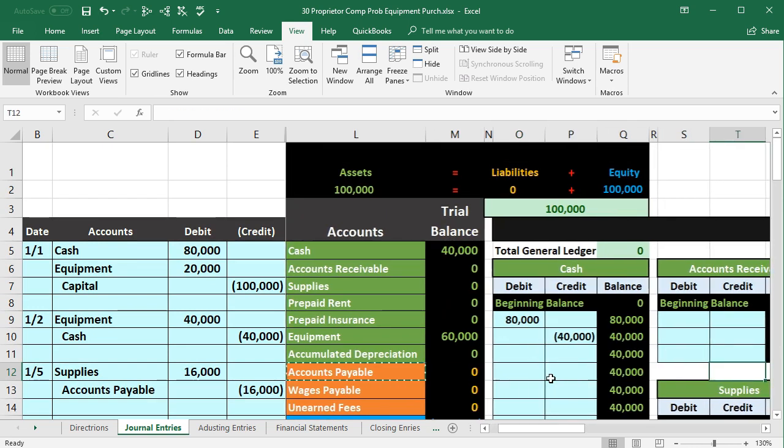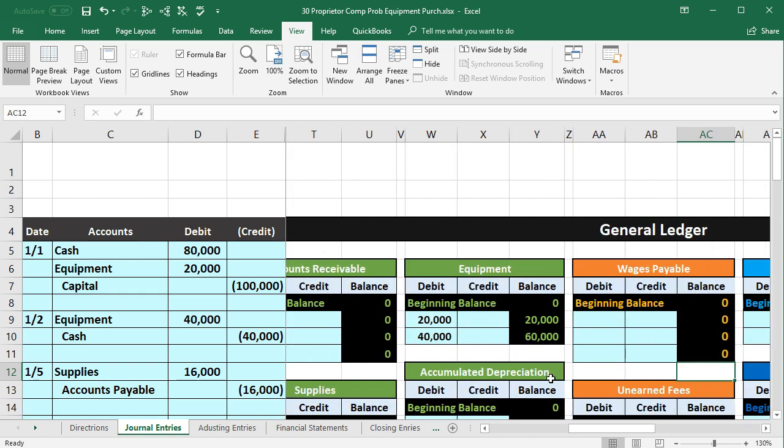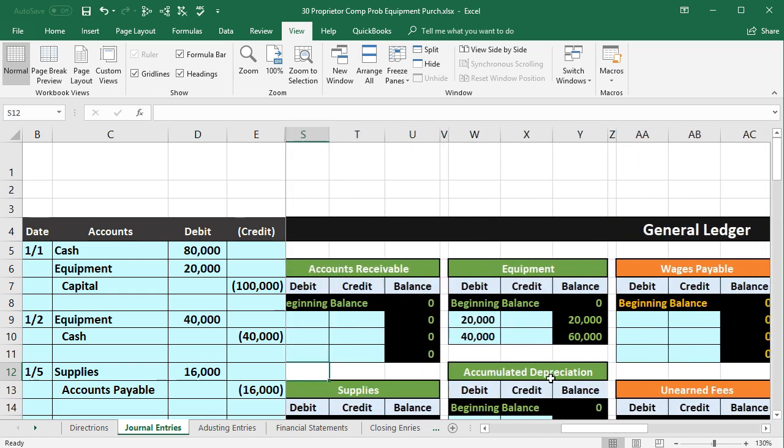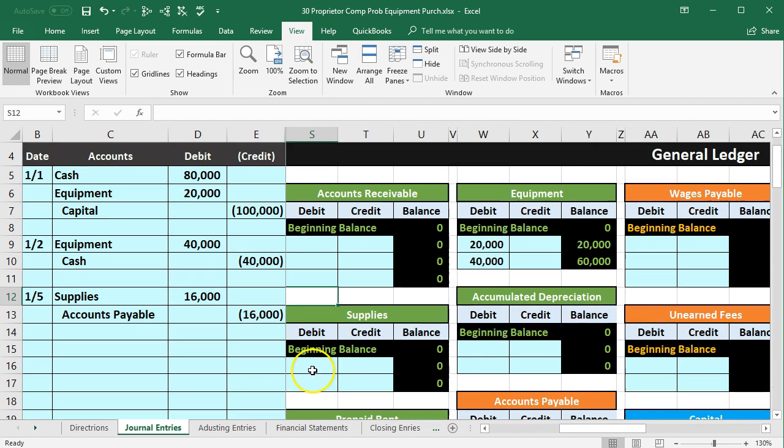So we've got cash, accounts receivable, and then supplies. Oop, a little too far. So here's supplies. We want to be on the debit side. We're recording the last journal entry always. And so we are in cell S16. Within S16, we'll say equals, point to that 16,000, bringing the zero balance up by 16,000 to 16,000.